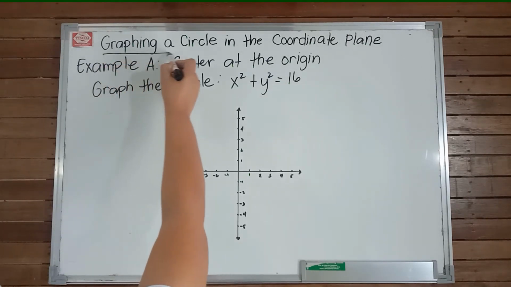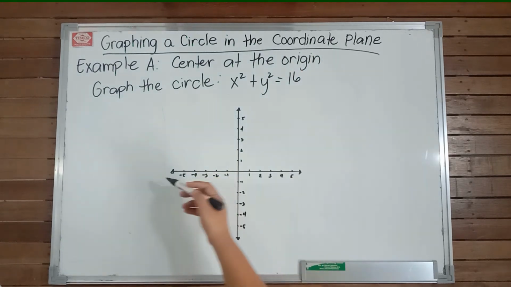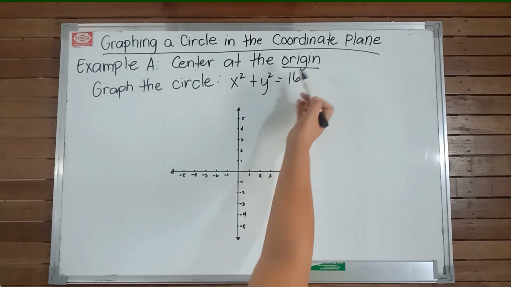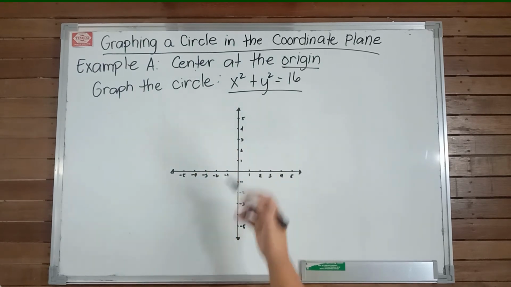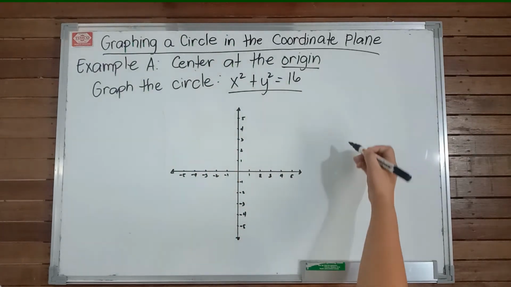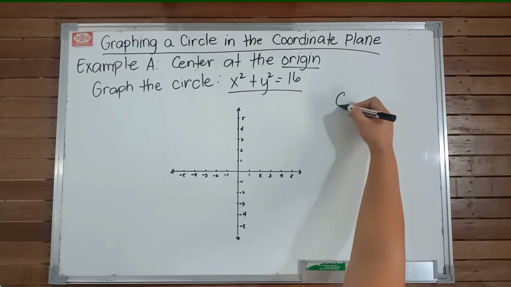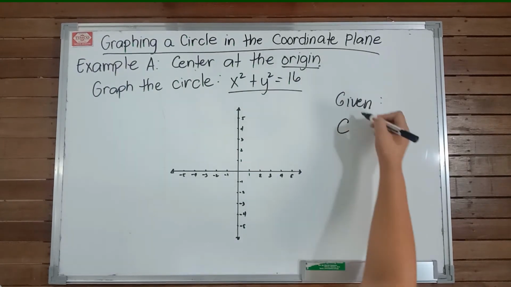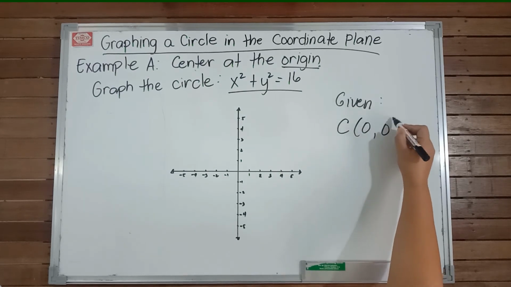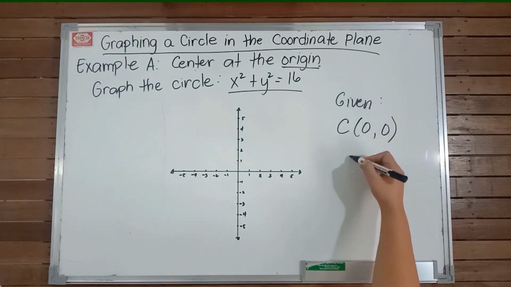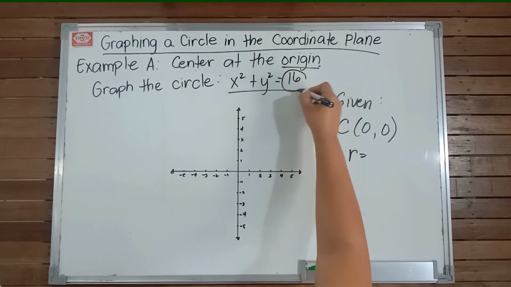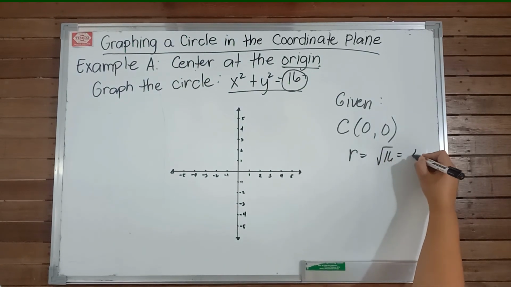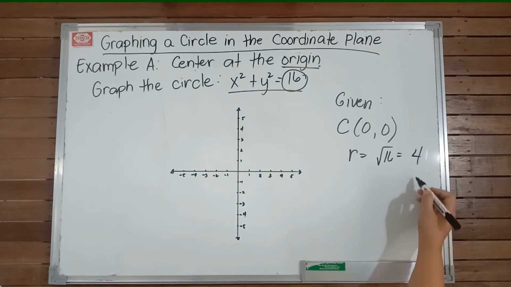Now, let's proceed with graphing a circle in the coordinate plane. So, let's have example A. The center is at the origin and our equation is x squared plus y squared equals 16. So, let's have the given. Of course, the center is the origin. We have C, 0, 0. And our equation, we have the radius squared which is 16, so the square root of 16 is 4.